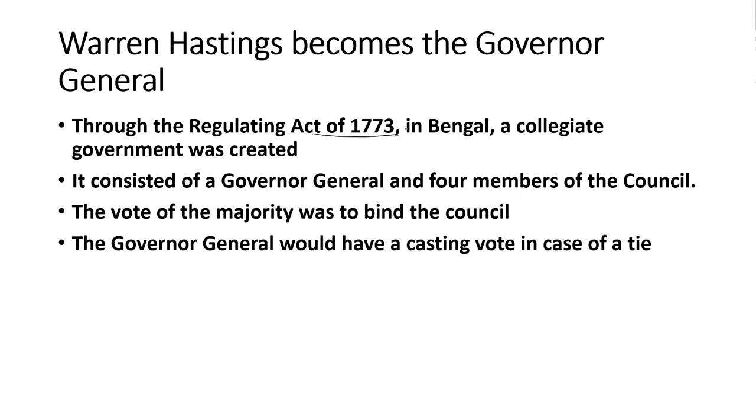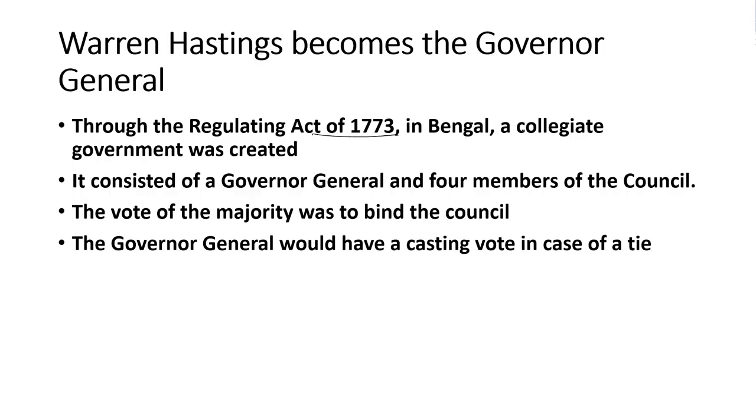As we have seen in one of the previous lectures, the Regulating Act was the first constitutional enactment made by the British Parliament with regard to the affairs of India. With the passage of this Regulating Act in British Parliament in 1773, a collegiate government was introduced in Bengal. It consisted of Governor General and four members of the council, in whom vested the executive as well as the legislative powers. All decisions were taken based on the simple majority. The Governor General would enjoy only a casting vote in case of a tie.